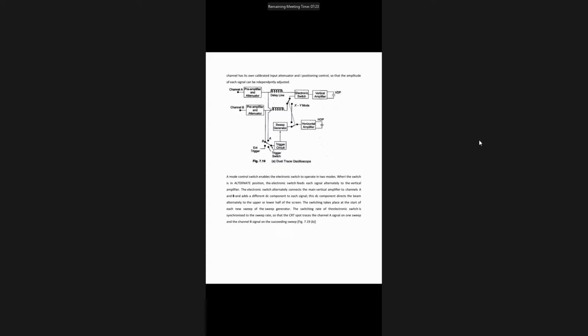पहले स्वीप ने पहले सिग्नल को ट्रेस किया, दूसरे स्वीप का मतलब जो स्वीप सिग्नल का जो पहला पीरियड है, पहले पीरियड ने फर्स्ट सिग्नल को ट्रेस किया, फर्स्ट सिग्नल के फर्स्ट पीरियड को ट्रेस किया, फर्स्ट साइकिल को ट्रेस किया, दूसरे स्वीप पीरियड ने सेकंड सिग्नल के फर्स्ट साइकिल को ट्रेस किया, थर्ड स्वीप पीरियड ने फर्स्ट सिग्नल के साइकिल को ट्रेस किया, फोर्थ स्वीप पीरियड ने सेकंड सिग्नल के साइकिल को ट्रेस किया। ऐसे ही अल्टरनेट जो स्वीप पीरियड्स हैं वो अल्टरनेटिवली दोनों इनपुट सिग्नल्स के साइकिल को ट्रेस करते हैं। So this is the method we are using in dual trace oscilloscope.